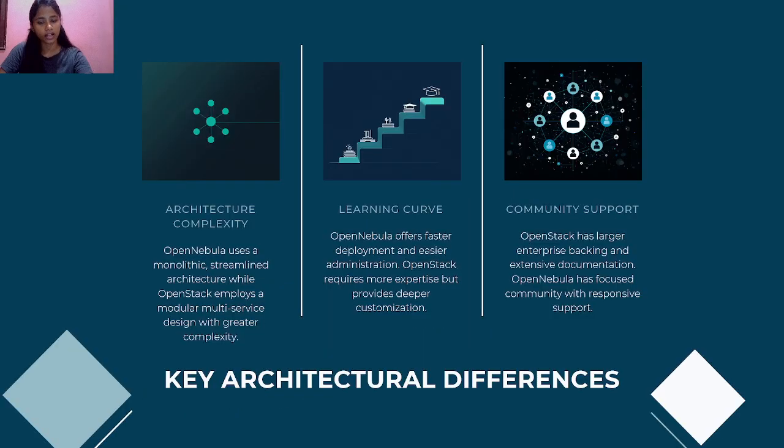And then we have the key architectural differences. First, we have architectural complexity, and then we have learning curve, and then community support. Here, architectural complexity includes the OpenNebula uses a monolithic, streamlined architecture, while OpenStack employs a modular, multi-service design with greater complexity. Here, OpenStack has a greater complexity architecture.